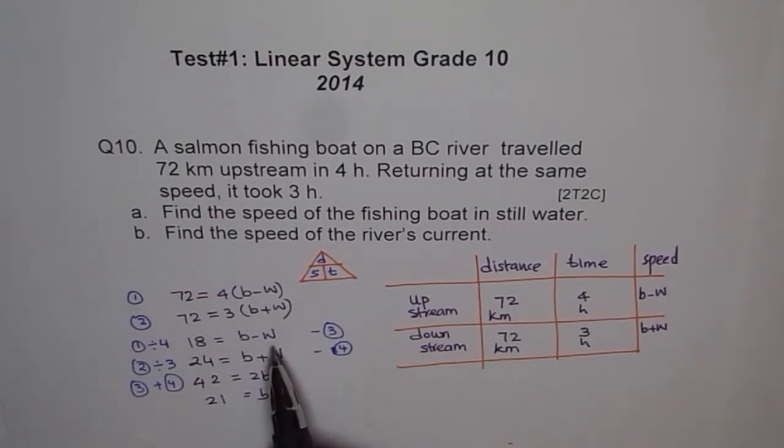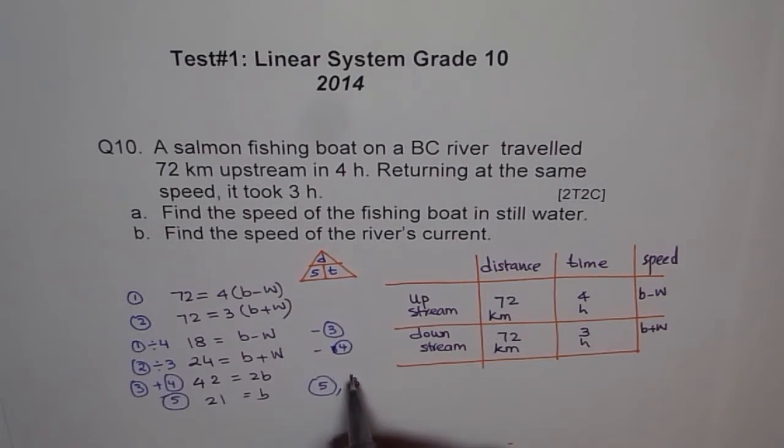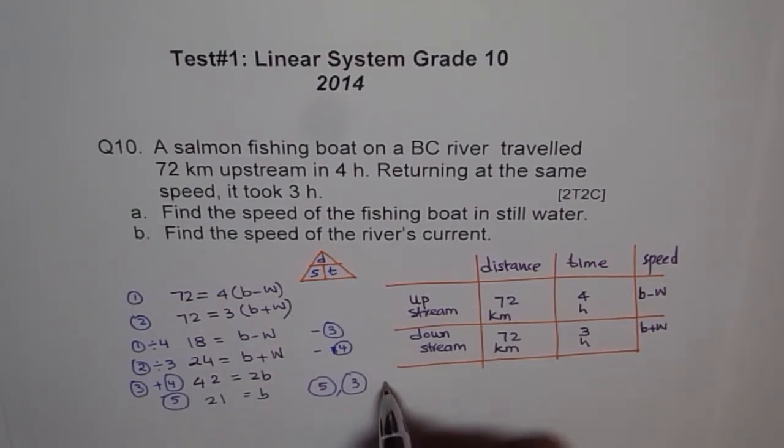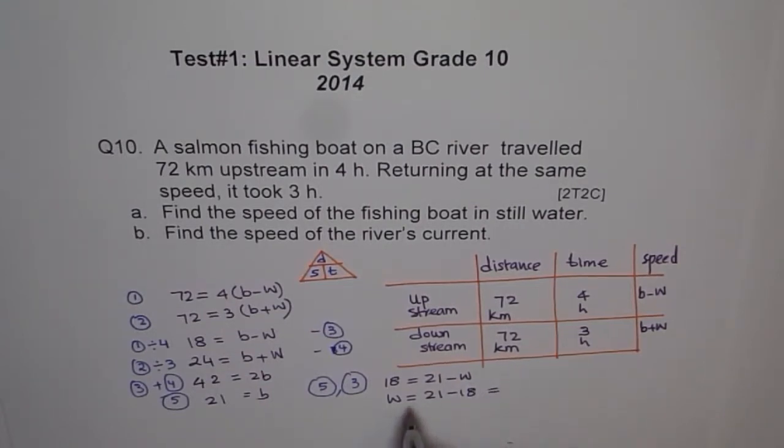Now, to get W, actually, we could even subtract the equations, but we can substitute 21 in the first equation. So let's say this equation is 5 for us, right? Now, we'll use this B in the first equation. That is, we'll put equation 5 in equation 3, right? So that means I'll plug in B as 21 in equation 3. So I get 18 equals 21 minus W. Or from here, W equals 21 minus 18, which is equal to 3. Right?